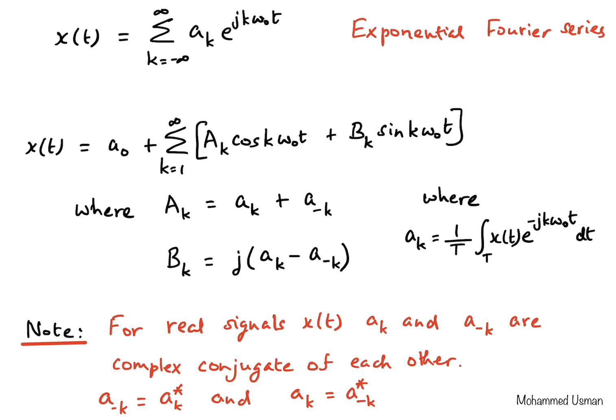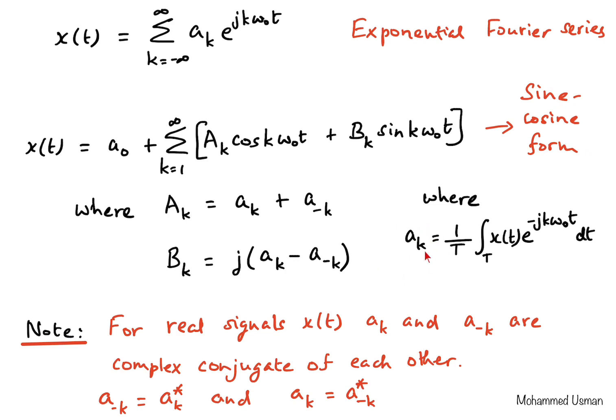So let me write that down. This is called the sine-cosine form. In the sine-cosine form, after computing the values of small a_k and small a minus k, we have to compute the capital A_k and capital B_k values, and once we have all these values, we can find the Fourier series representation either in the exponential form or in the sine-cosine form.